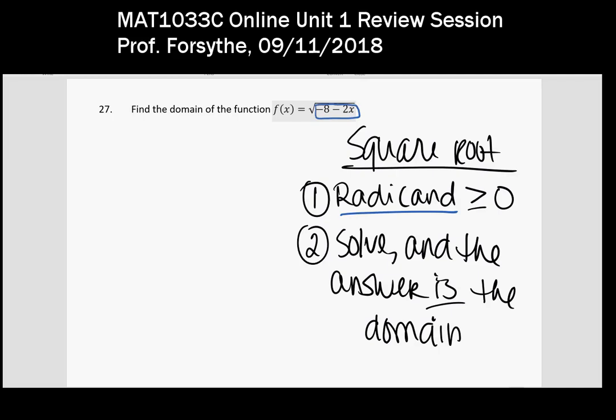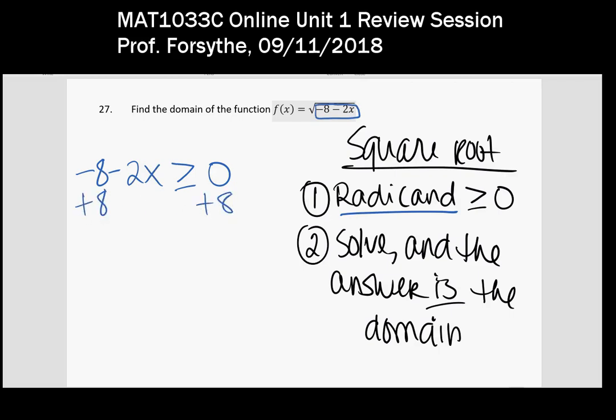And then whatever you get, that is actually your domain. So for this problem, I'm going to take negative 8 minus 2x and set it greater than or equal to 0, because that is what I do want to happen. Whatever's under the square root, it can be 0 and it can be greater than 0 because it'll be positive. So let's solve this and see what we get.